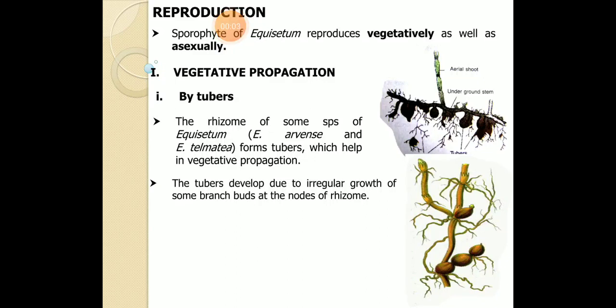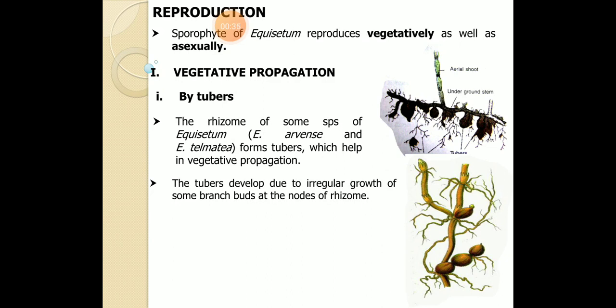Hello friends, in the previous video I explained about Equisetum: anatomy, morphology, sporophyte structure and classification. Continuing from that, in this video you will study the reproduction. In the case of Equisetum, they reproduce vegetatively, asexually, and by a sexual mode of reproduction.